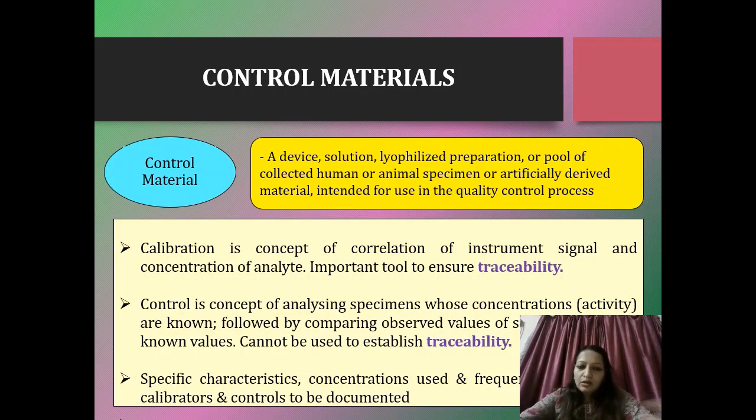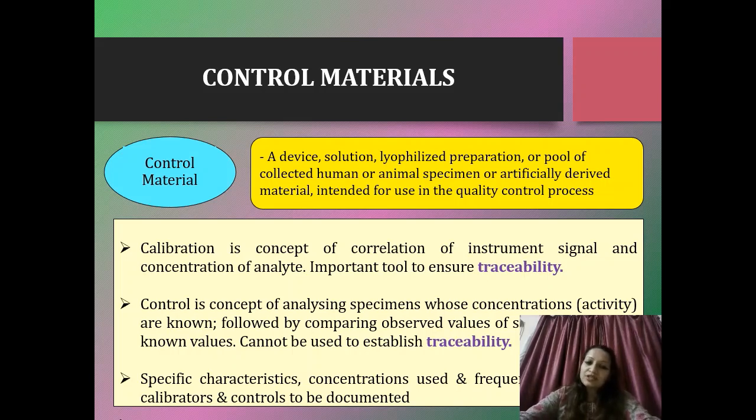Now, coming to the control materials. What are the control materials? They are nothing but a device, a solution, or a lyophilized preparation, or even a pool of collected human or animal specimen, or artificially derived materials which are intended for use in the quality control process. So we have to understand the basic difference between a calibrator and a control. So what is the key difference?